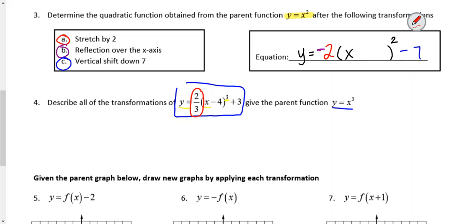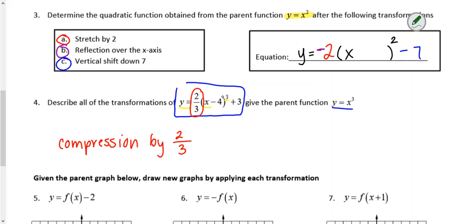So I have this 2/3 that's in the front. That's where my stretch or compression goes. In this case, it is a compression because it's a fraction. So we could say compression by 2/3.